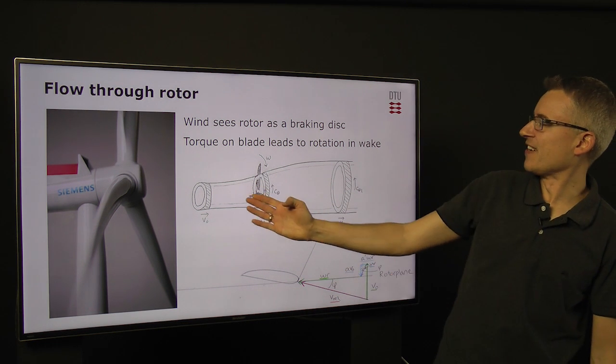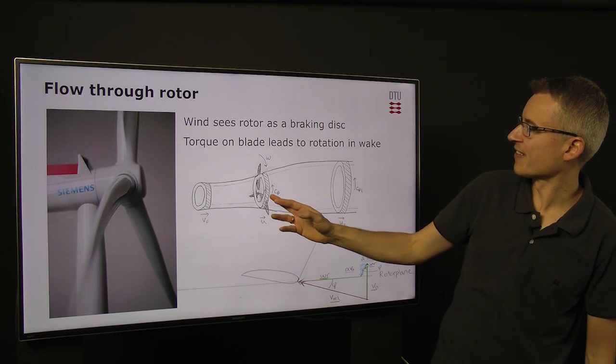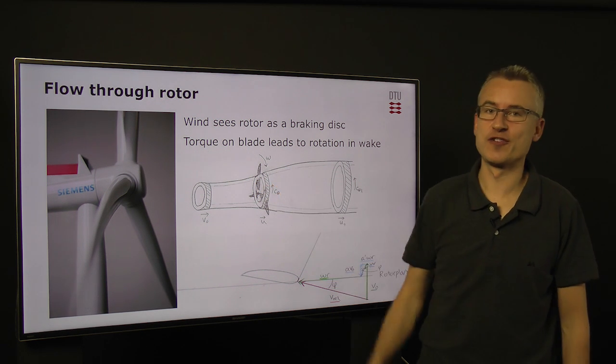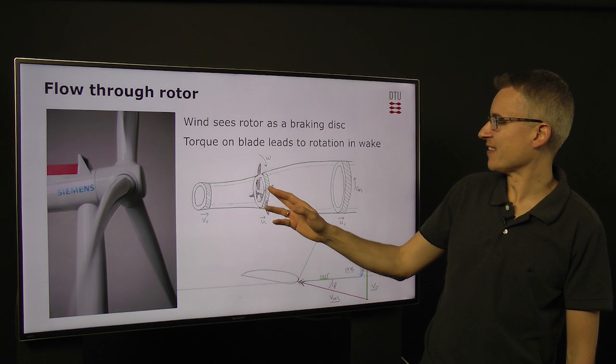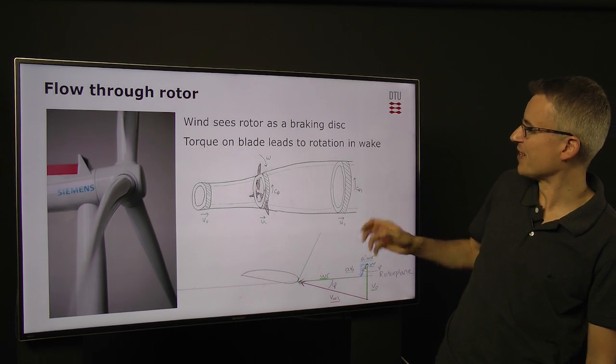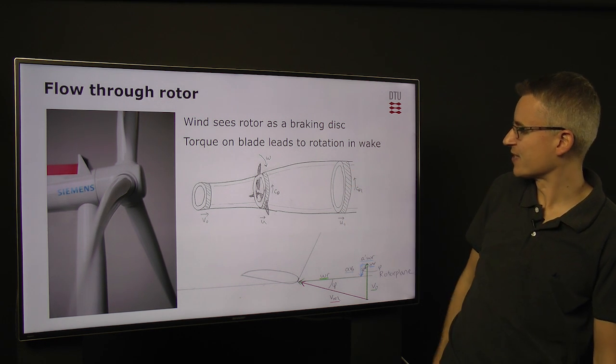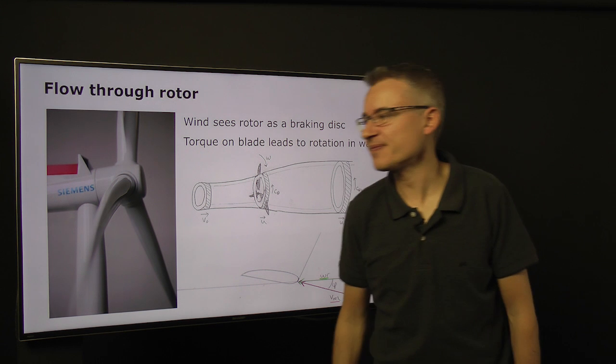That is sketched in this drawing here. So we can see the expansion, and this c theta, that is the induced rotation in the wake. And when we go down to the final position here, there will also be an induced rotational velocity, and that is called c theta 1.